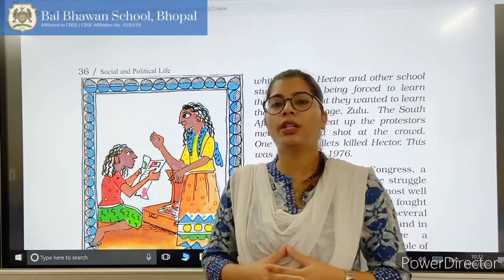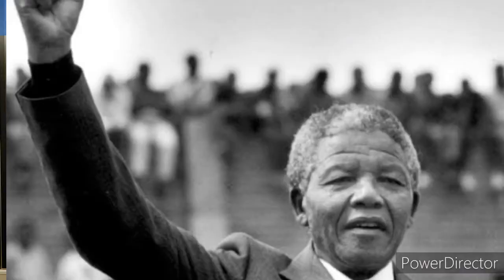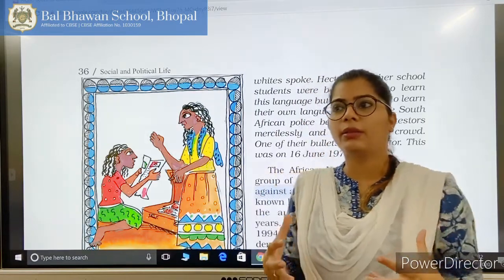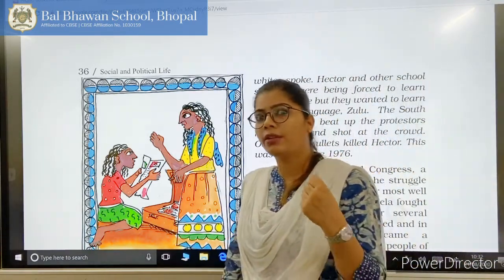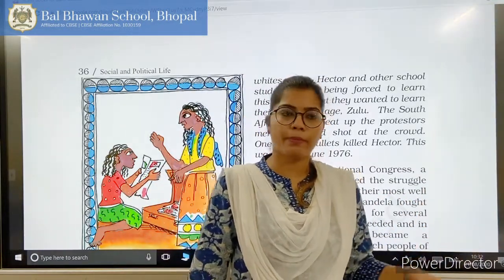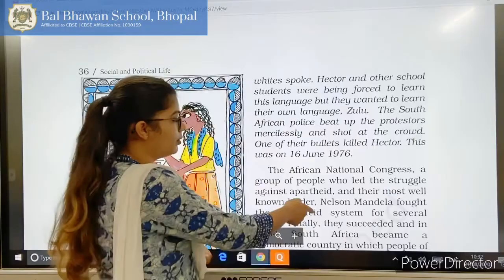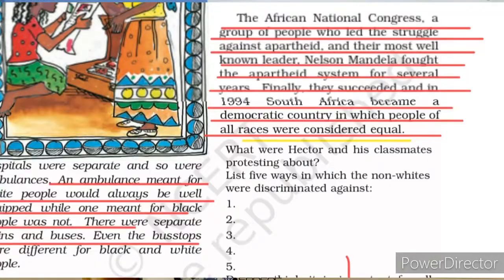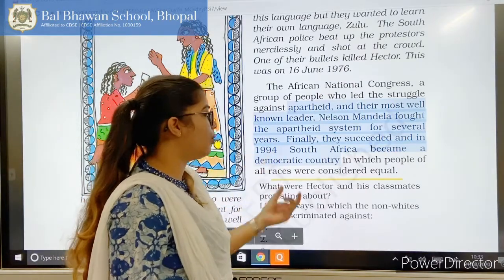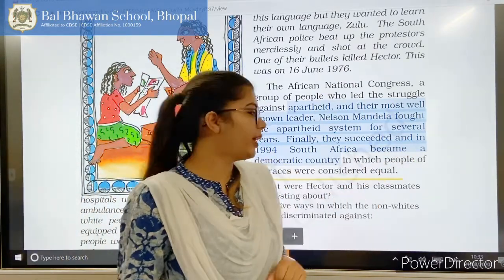There was a leader called Nelson Mandela, who was South African. He was the leader. He took the stand, and he decided that he is going to fight for a fair government where the people of all the races could live. So it was Nelson Mandela, kindly underline, who fought against the apartheid system for several years. So this incident happened in the year 1976, and in 1994 South Africa became a democratic country.